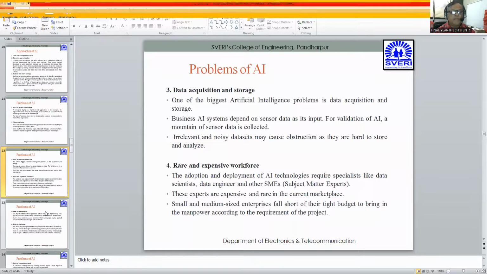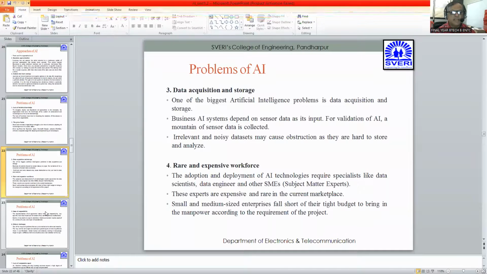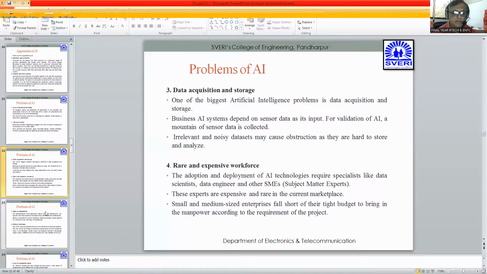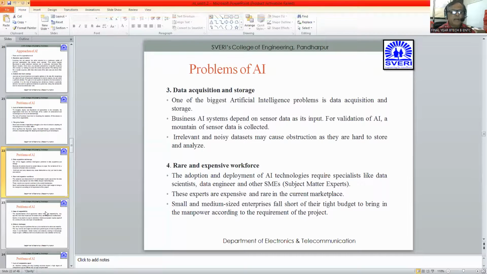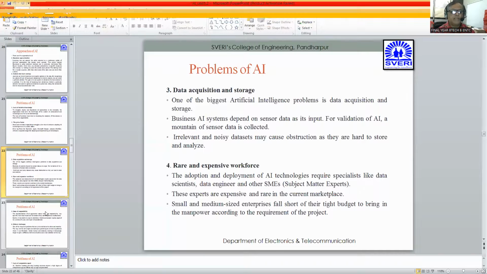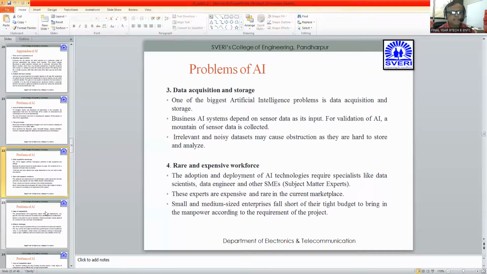The adoption and development of AI technologies requires specialists like data scientists, data engineers, and other SMEs, subject matter experts. So you are required to hire these people. These experts are expensive and rare in the current marketplace. You will find artificial intelligence engineers, data scientists, data engineers, or other subject matter experts to be very few. There is a shortage in the market at the moment, and they are very expensive.